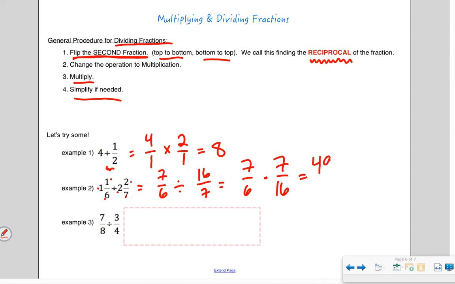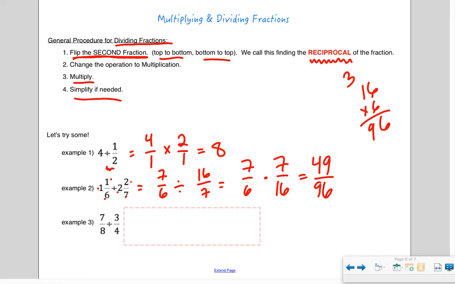Looks like I have 49 over, don't be afraid, just write it out. 6 times 16 is 96. Can I simplify that? I am not sure. I might have to look at that for a minute. Why don't you guys do example 3 and come on back and let me know what you get.